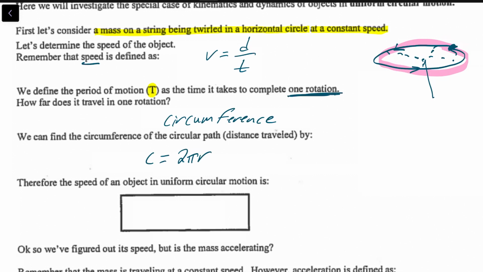Therefore, for the speed of an object, the distance that the object travels is 2 pi r, and the time component would be the period, the time it takes to travel that distance in one rotation. This would be our formula for speed. This is not just time on the bottom, it's capital T, which represents period.